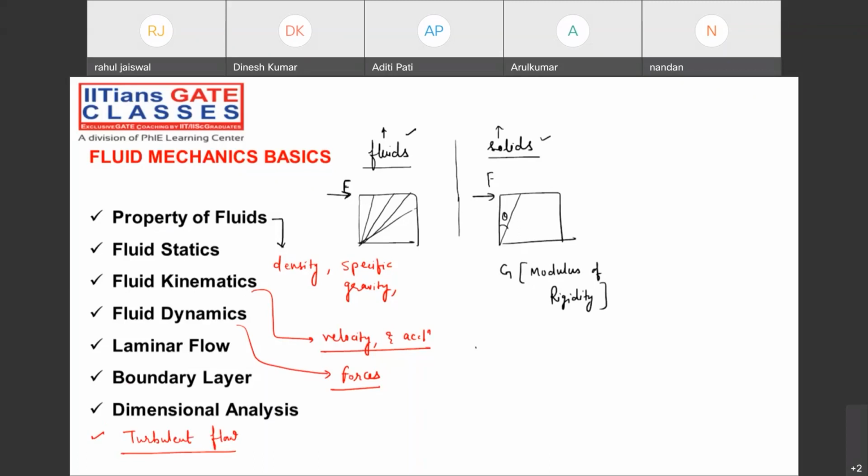And then we are going to cover the boundary layer theory. Then we are going to cover dimensional analysis as well as the fluid machinery also. Right. So this is the overview of fluid mechanics.